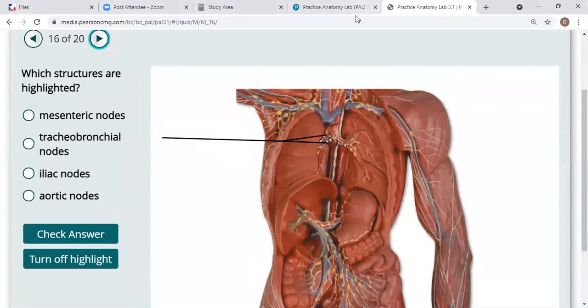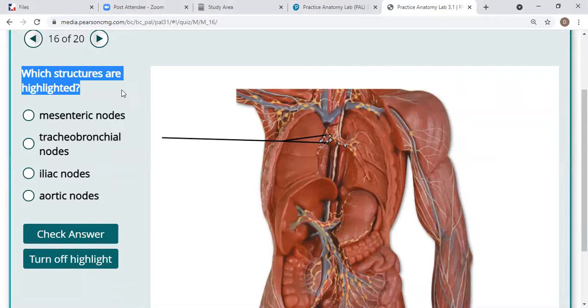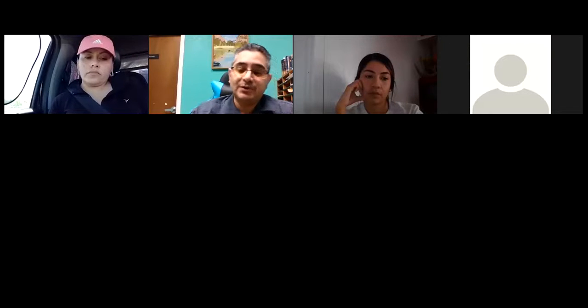So maybe Marty's right. I was thinking it was saying this, which structures are highlighted. So I thought that one was saying which structures are highlighted. It could have been asking for a particular function. So that's what I want you guys to focus on. I'm gonna open that up.